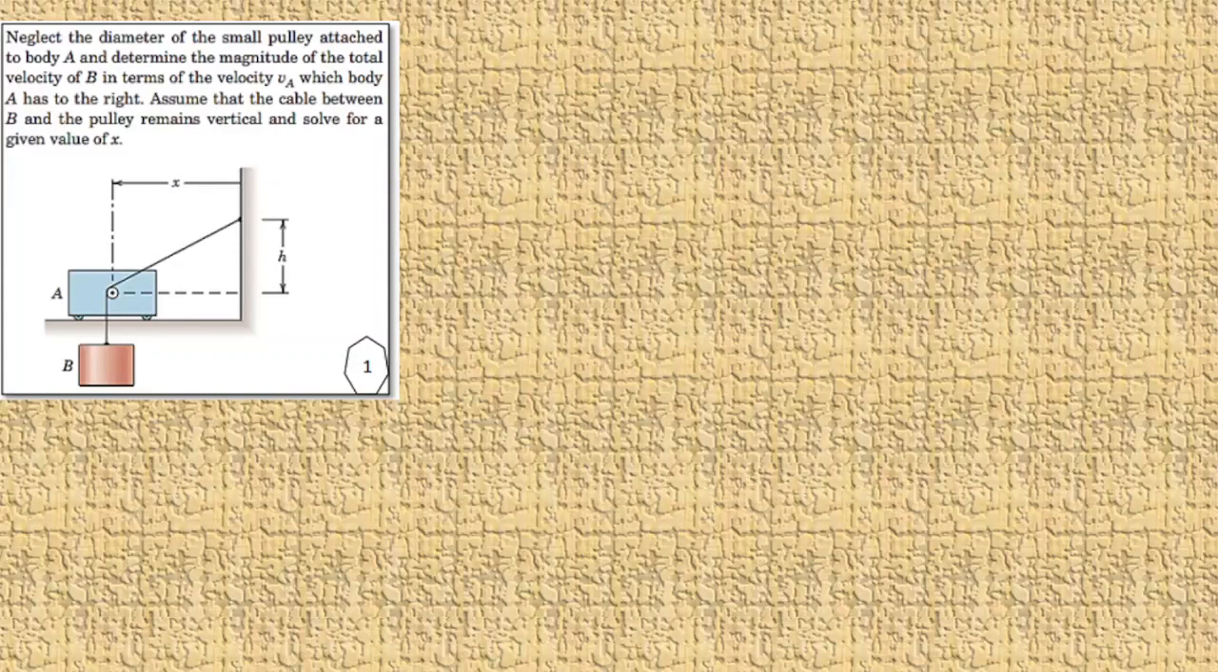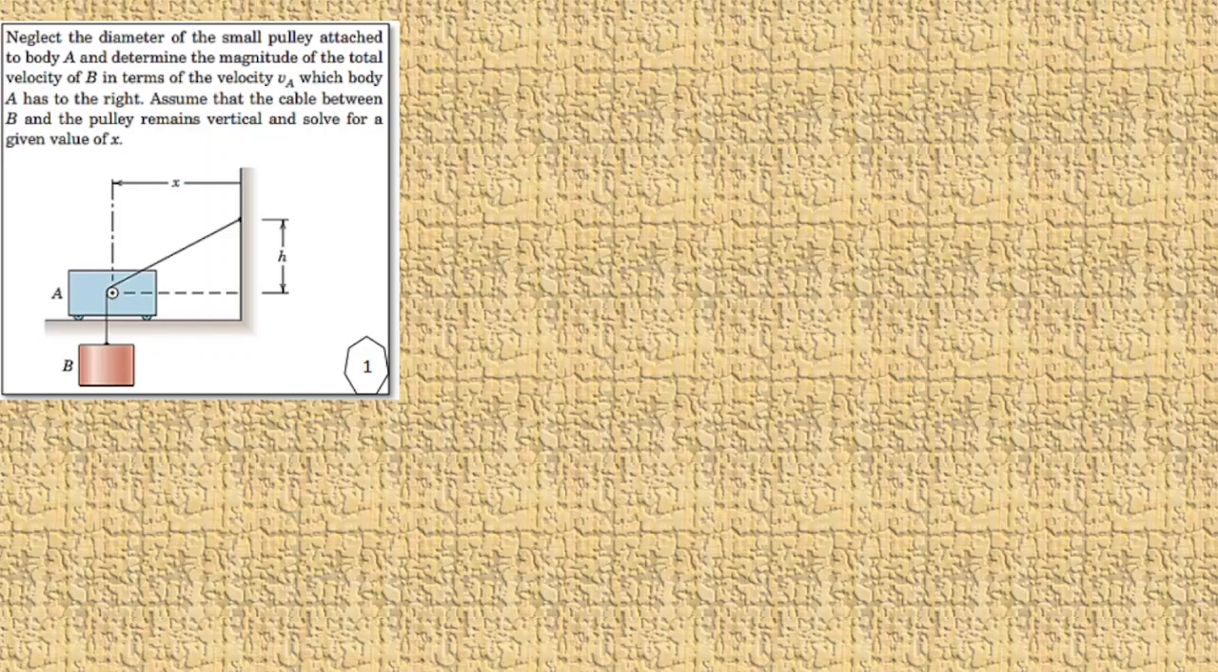My name is Noah. Today I'm going to show you how you can solve this problem. As you can see, this problem is the first problem from the Addis University student assignment, assignment 6. Neglect the diameter of a small pulley attached to body A and determine the magnitude of the total velocity of B in terms of the velocity of A, which body A has to the right. Assume that the cable between B and the pulley remains vertical. Solve for the given value of X.